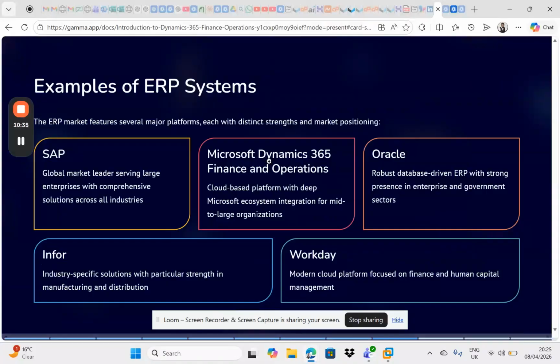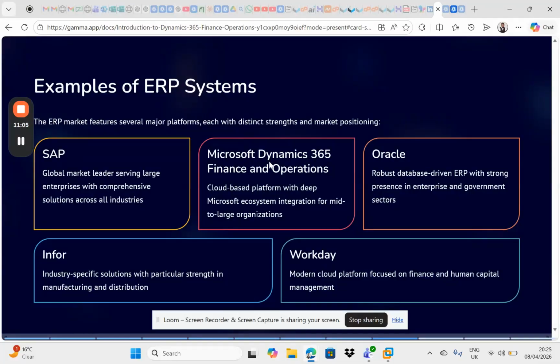So now let's explore some of these ERP systems. There are thousands of ERP systems, but we are not going to go through all of them. We are just going to look at some of the top ones. So we have SAP.